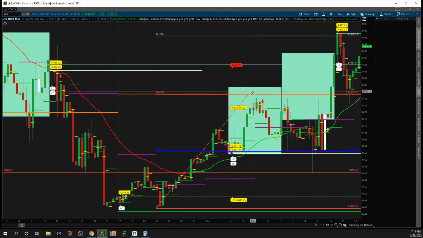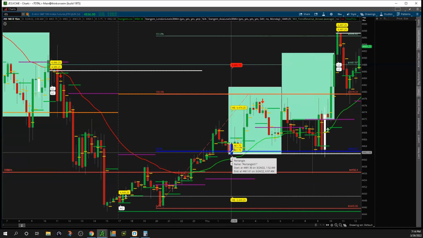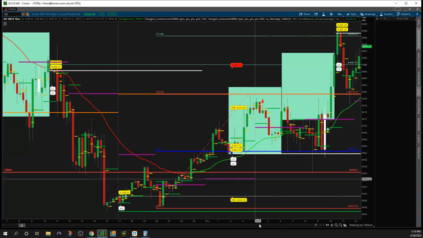So I say, which side of the block gets hit first? Did this side get hit first, or did this side get hit first? It's going to do the opposite. Once this range gets hit first, we're headed to this side, then this side. Does that make sense? So there's 2 days. That's 2-day winners.